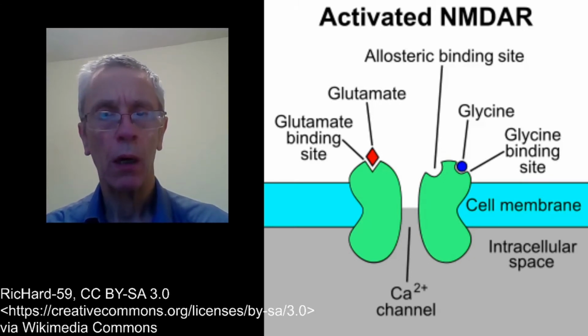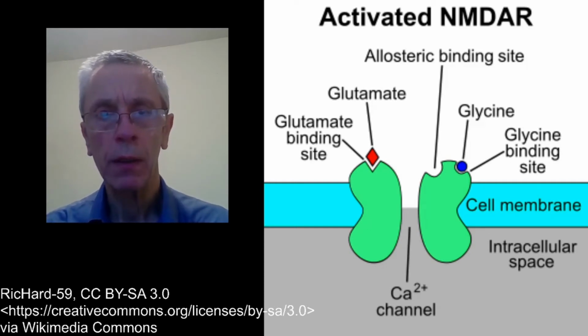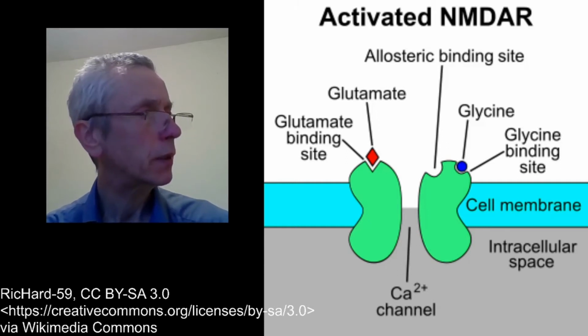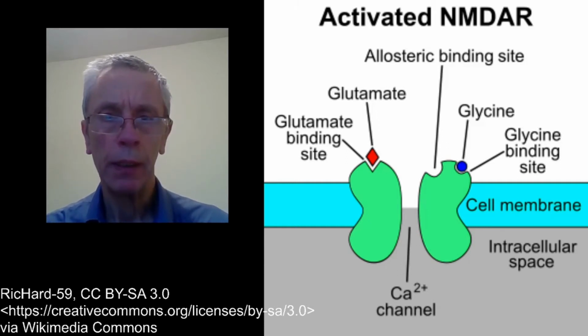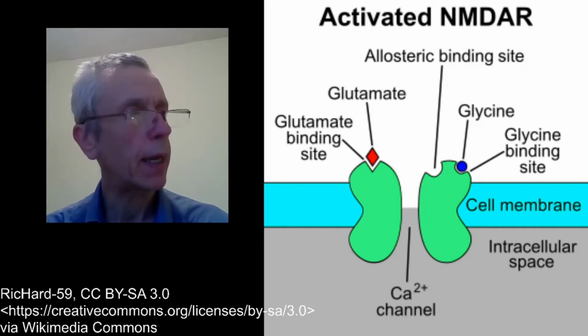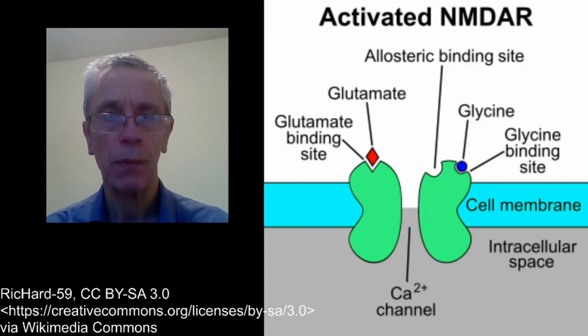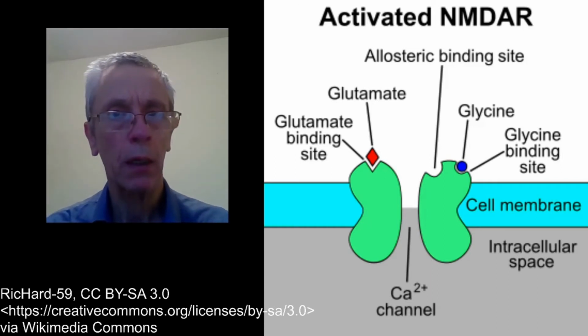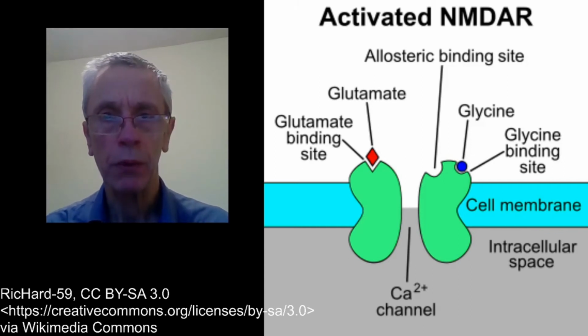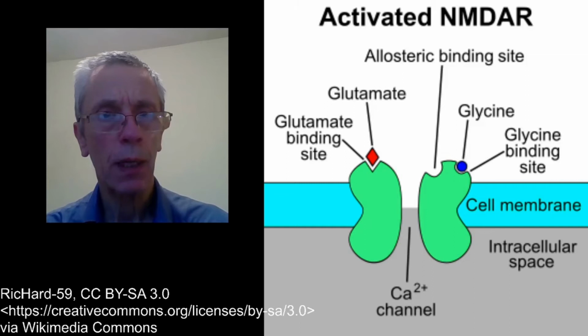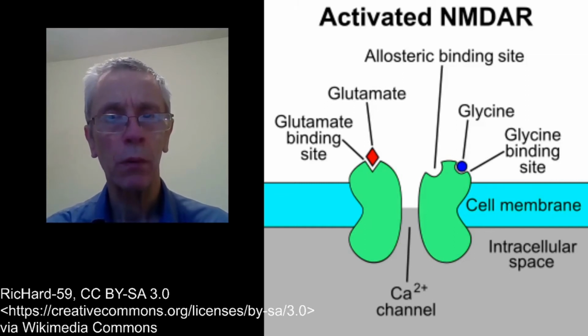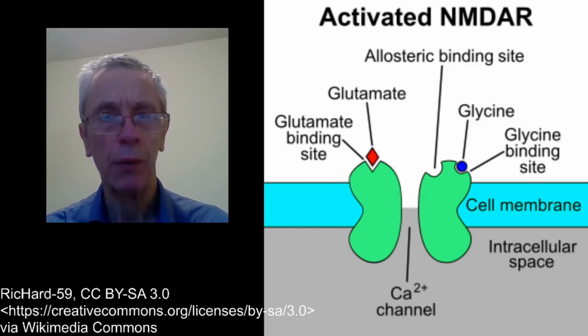NMDA receptors are just as complicated as GABA receptors in that not only do you have this glutamate binding site, the red one in the image here, but you also have a number of allosteric binding sites such as the glycine site, and NMDA receptors don't actually respond at all to glutamate unless glycine is bound, but there are also a number of other binding sites as well. And the important thing here is that some general anaesthetics have been shown to interact with NMDA receptors.